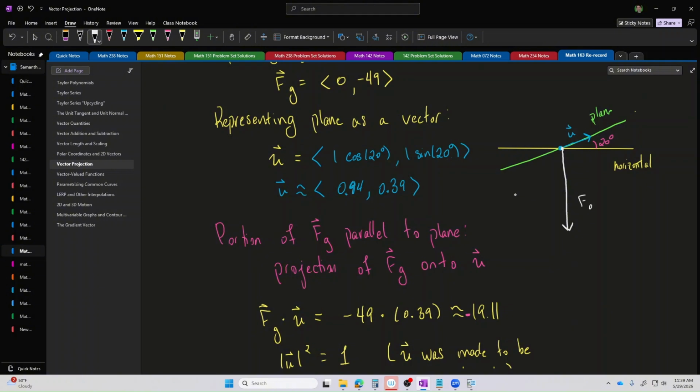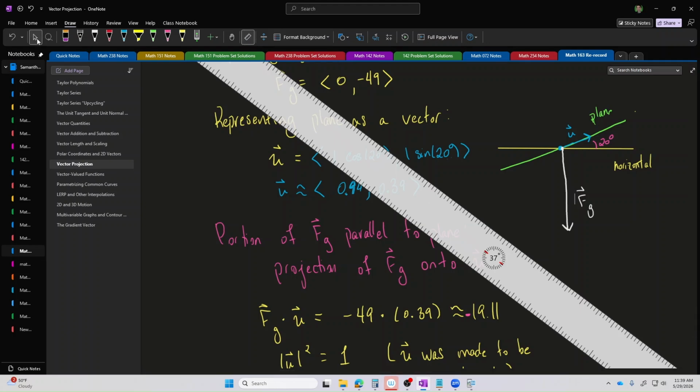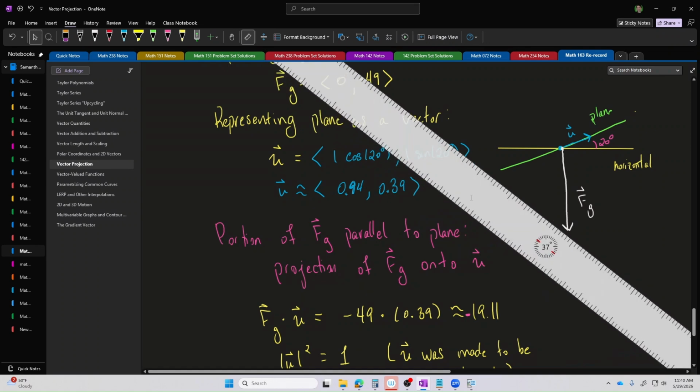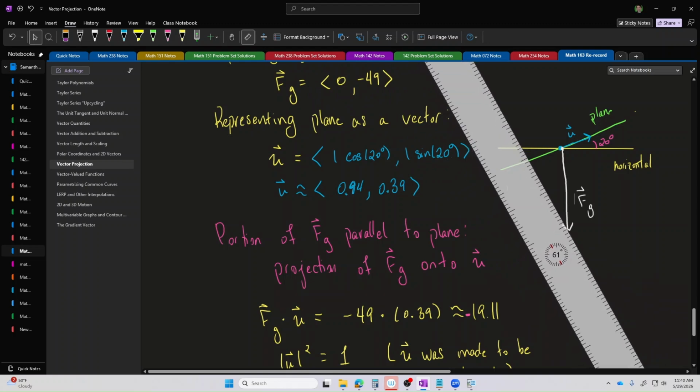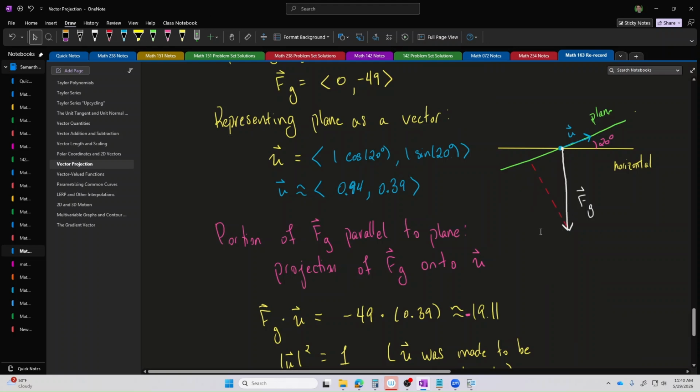straight down in the negative y direction. And then I'm projecting this force vector onto the plane to find the portion of the force vector that aligns with the plane. So if I think about f sub g as the hypotenuse of a right triangle, where one leg of the right triangle is here on this plane and the other leg is sticking out perpendicular to the plane, the projection is that parallel leg right here. So this vector is our projection.